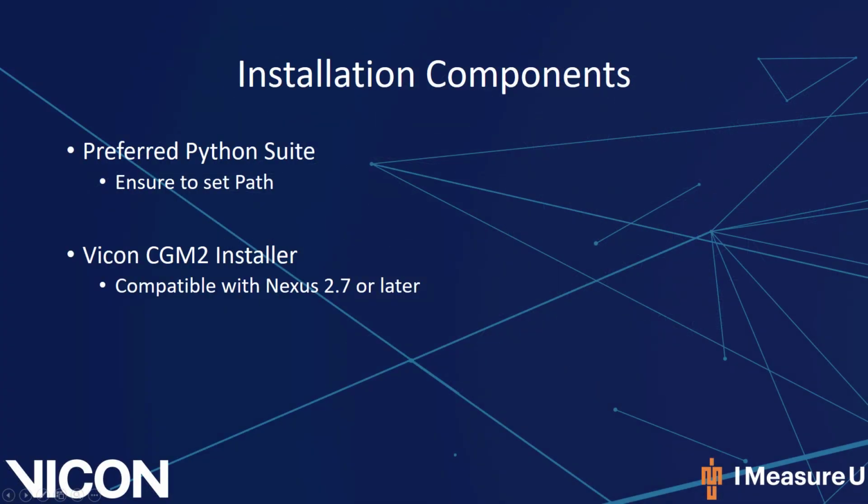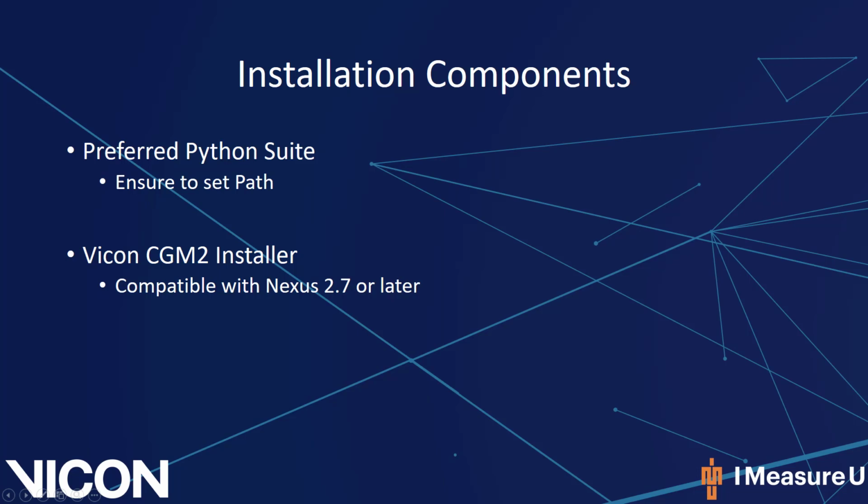Running CGM2 within Nexus requires the installation of 2 main components. First is the preferred Python suite. Just remember that whichever you choose, please make sure to set the path. And the second is the Vicon CGM2 installer. Please note, these installation requirements presuppose that you have Nexus 2.7 or later installed with an active license.